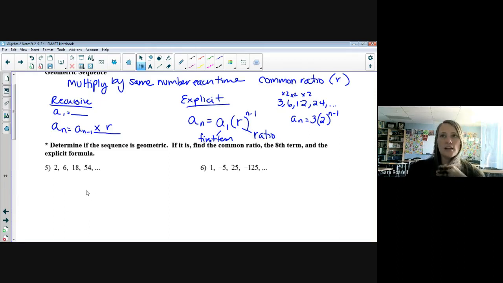All right, let's check out these last couple problems. On number 5, are we multiplying by the same number each time? How do you get from 2 to 6? That's a times 3. This is times 3. This is times 3. Okay, good. Our common ratio is 3. They tell us to find the 8th term. We can't do that until we have our formula, right? I guess you could go ahead and do times 3 until you got there, but let's go ahead and write our formula. This is what we're going to plug it into.